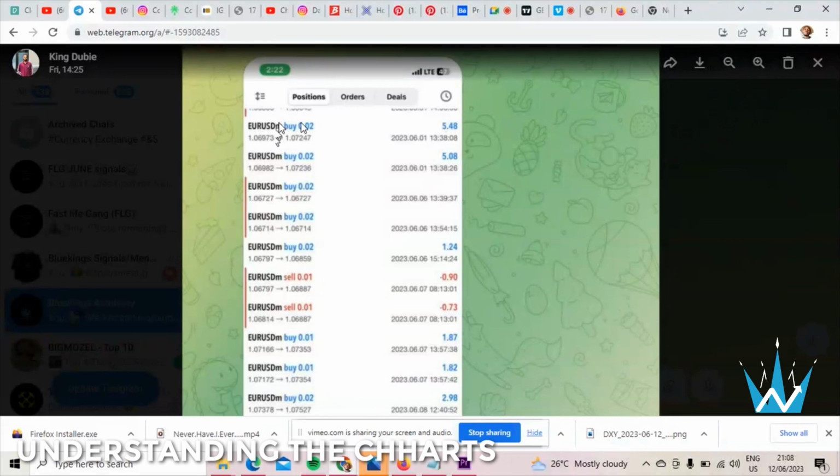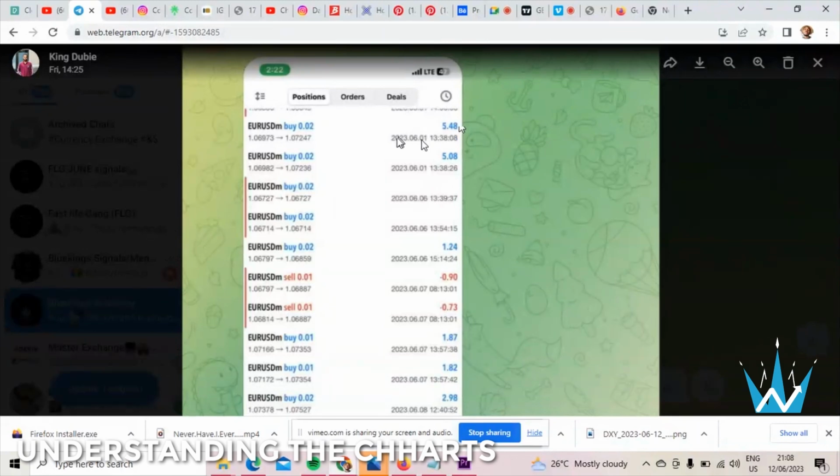Forget the M you see around here. M stands for mini. It means something different, but just forget about it right now. But this is Euro USD. Buy. He took a buy. Now here it's showing blue, $5.48. Whatever number is here is in dollars.